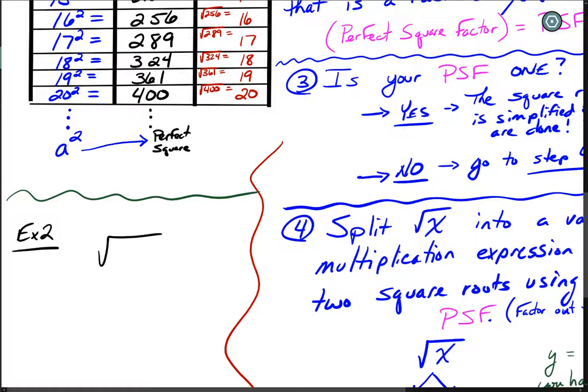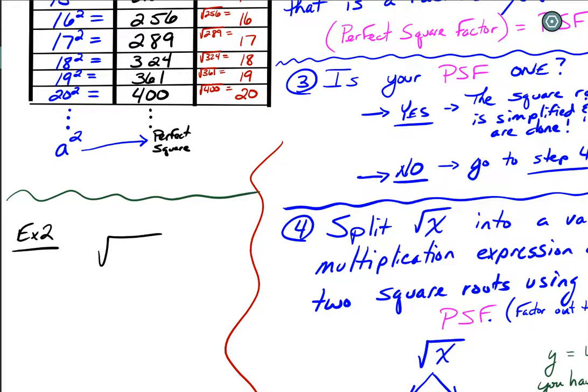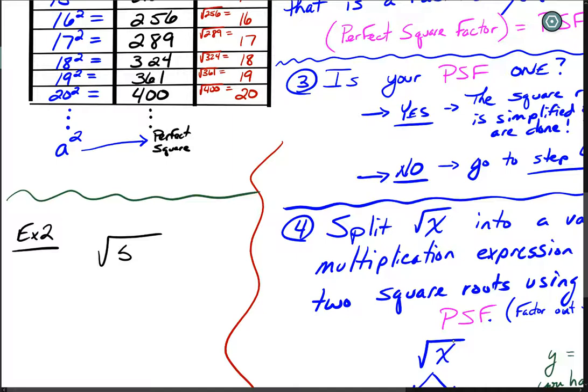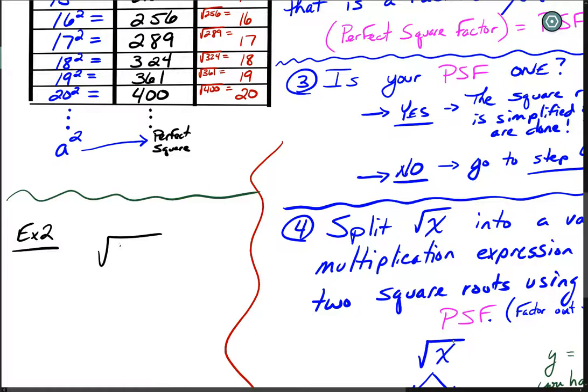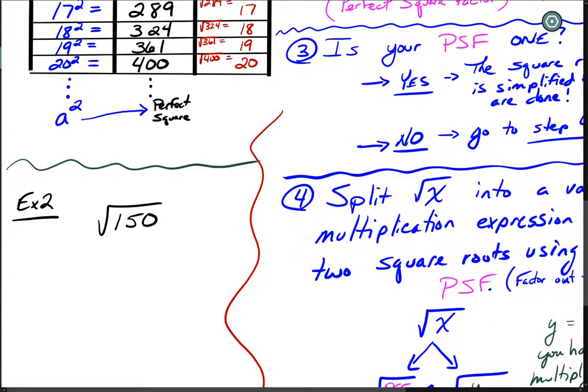So how about we go square root of... Think of a good one here. 150. Oh, big number. Coach Stump's mean.